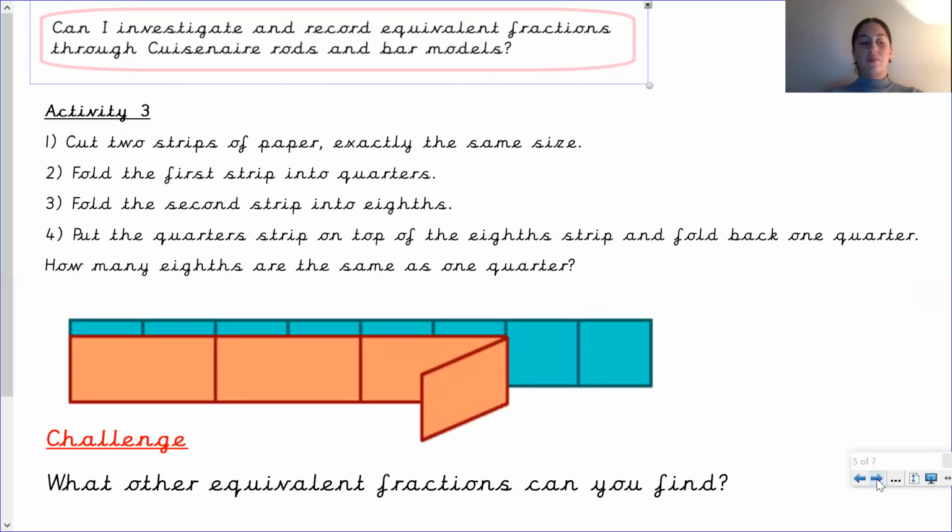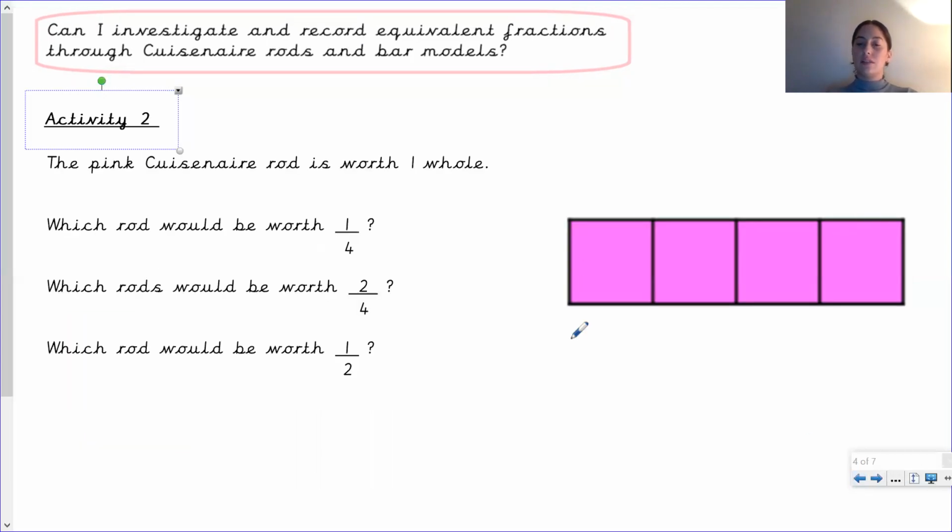Okay, this time for activity 3, you need to cut. Let's go back for a second and talk about the previous activity, for the next slide. So you would have had a go by yourself now. So you would have had this strip of paper. Which rod would be worth 1/4? Well, it's folded into 4 equal parts. So 1 part would represent 1/4. I'm just going to shade that and show you. So 1 part represents 1/4.